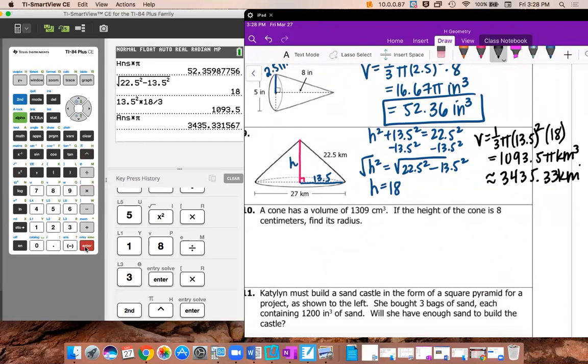3,435.33 kilometers cubed. So your volume could be either one. Just pay attention to how I want you guys to write it. If I say keep it exact or keep it in pi form, you're going to stop right there.